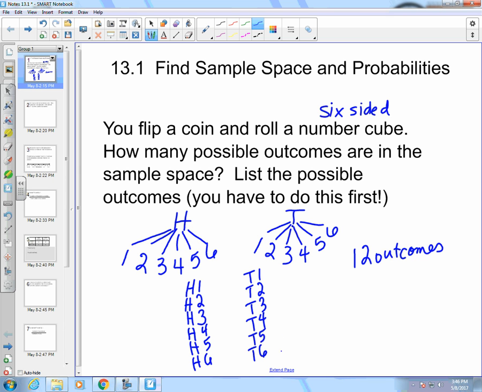and we have listed the sample space here, taking care of both parts, listing the outcomes and how many there are, as well as listing the total sample space.